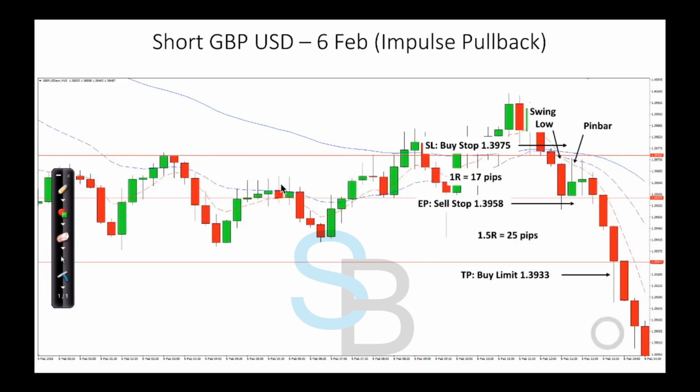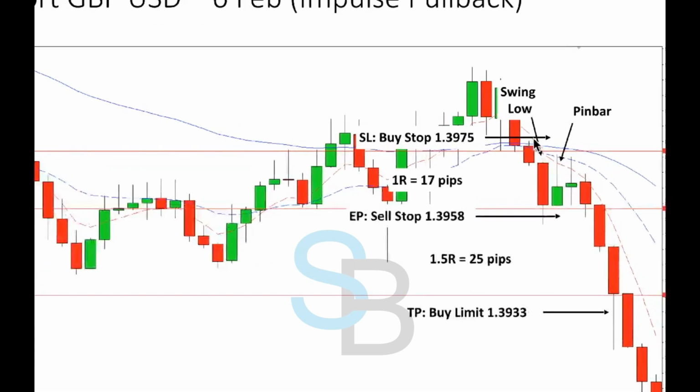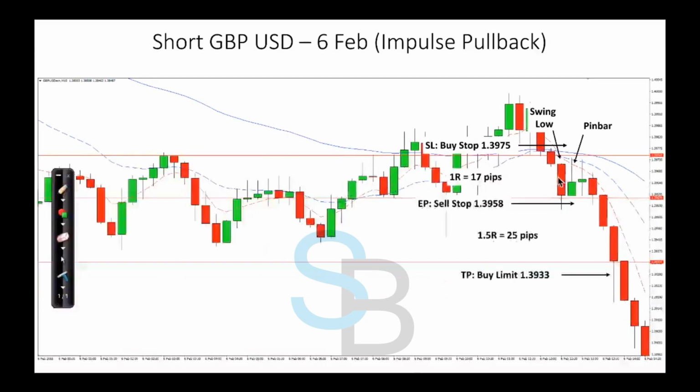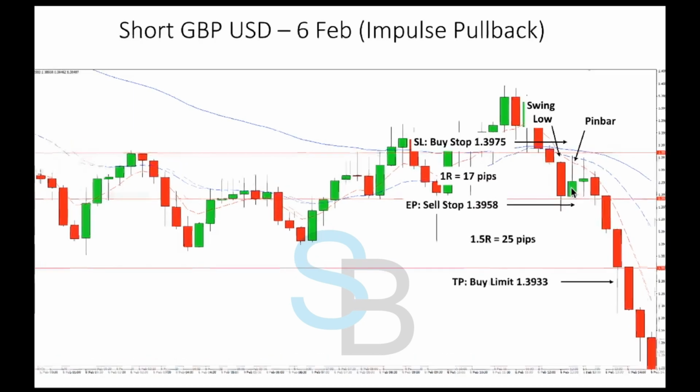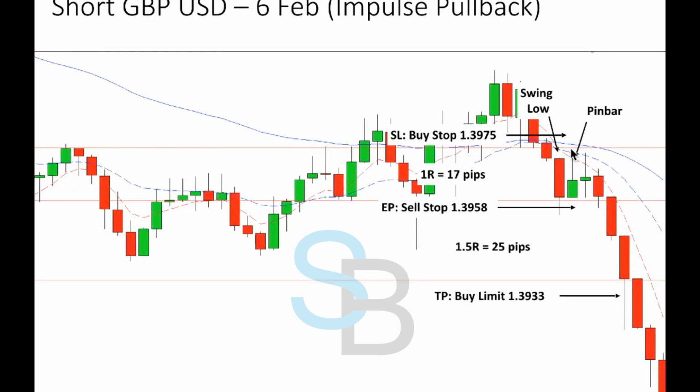Next one, 6th of February, short pound dollar. Again, you can see the 6 crossing below the 18 EMA. Right after the cross, we've got a swing low candle over there. Right after the swing low candle, we have an inside bar. Okay, inside bar candle. And again, this inside bar candle has a long upper shadow.